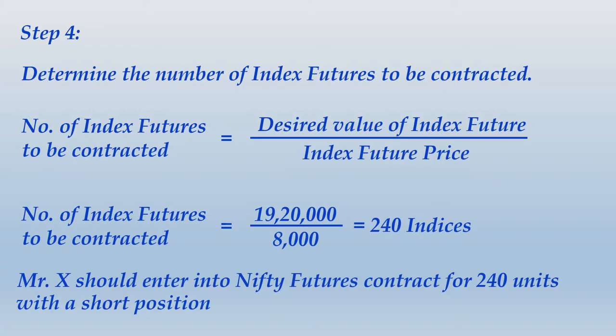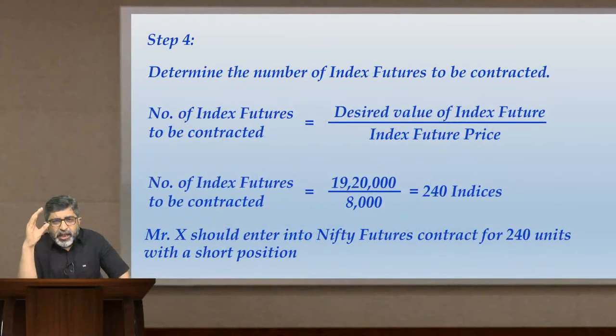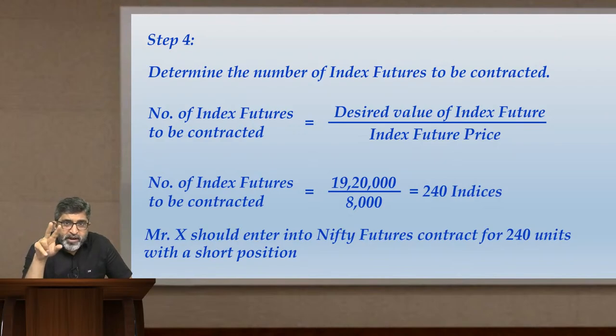All right, time for us to move ahead. Now, imagine that the contract size is 100 units. If the contract size is 100 units, you cannot enter into a contract of 240 units. You take either two contracts of 100 units each.